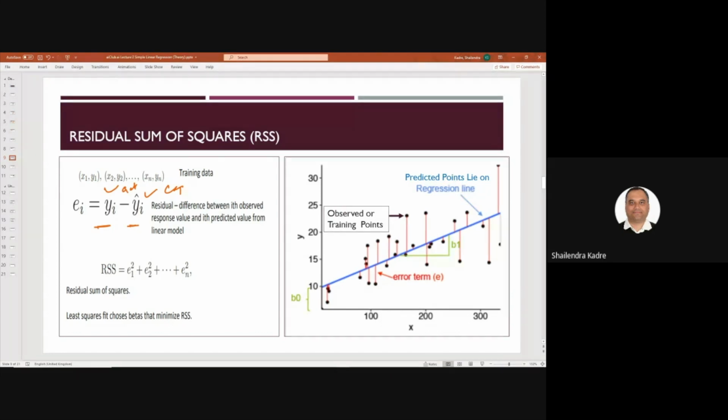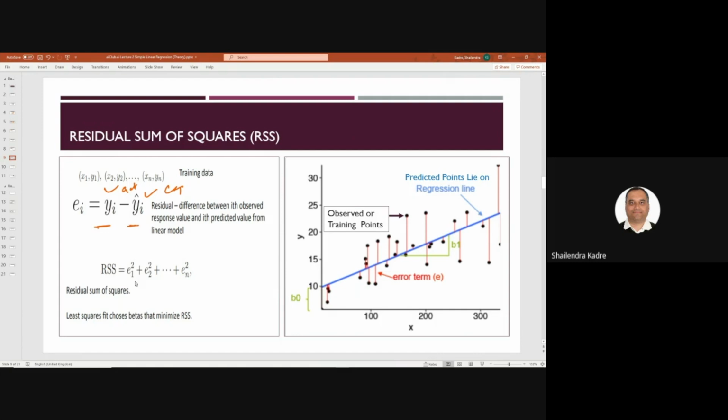And what is residual sum of squares? For all these points, there are a number of points represented here, right? For the first point I am representing the error term as E1, for the second point error term E2, and for the nth point I am representing the error as En. If I square and sum up everything, I call it residual sum of squares. This is a very important concept in regression modeling.